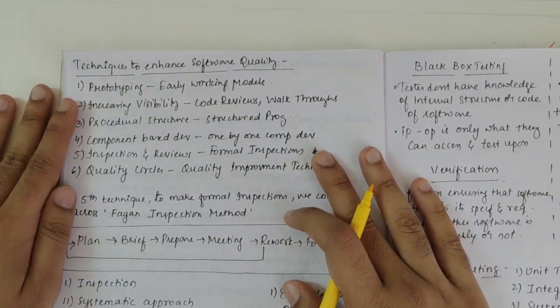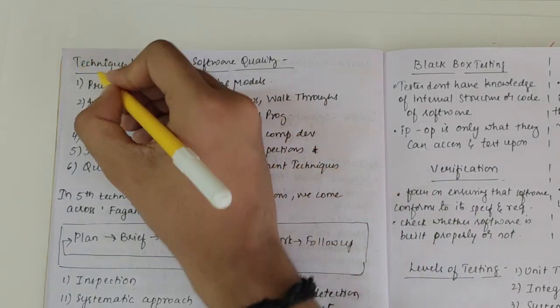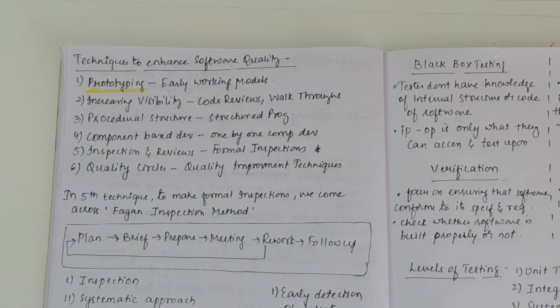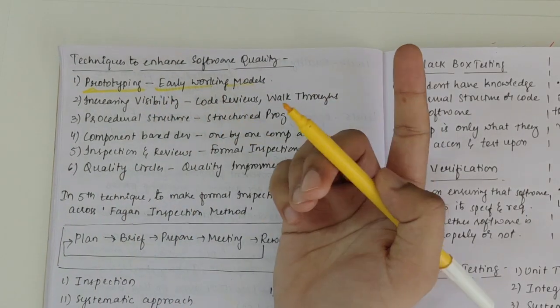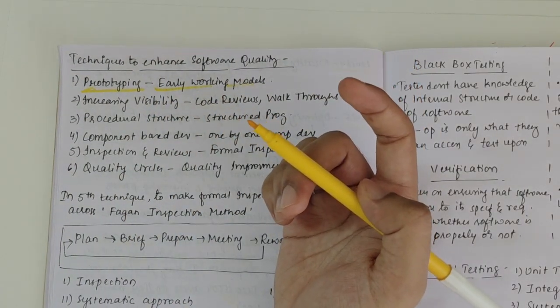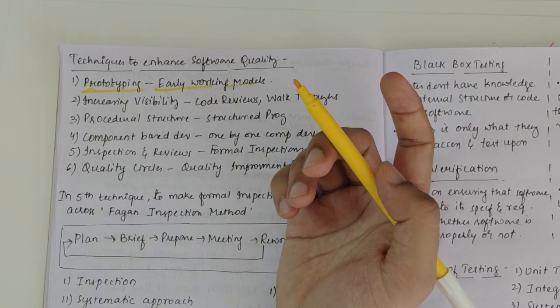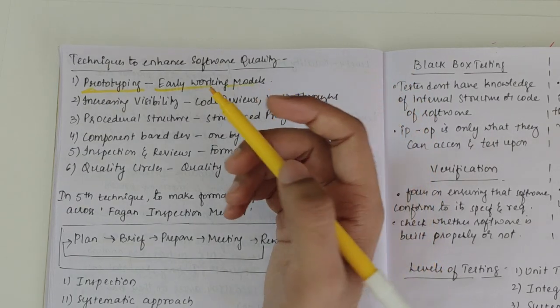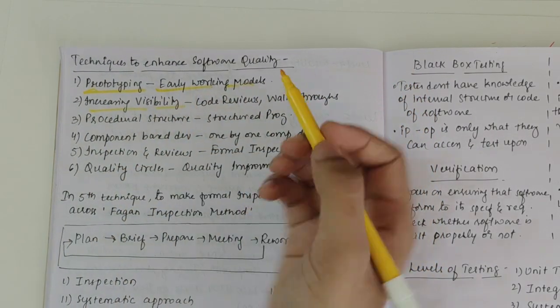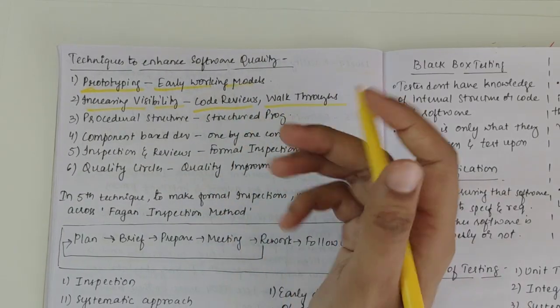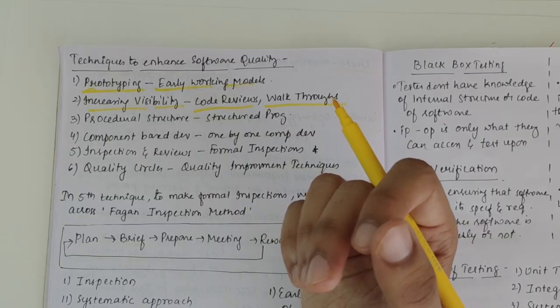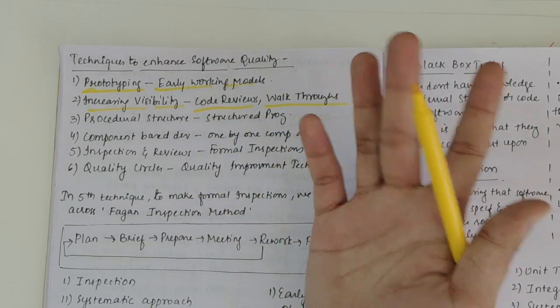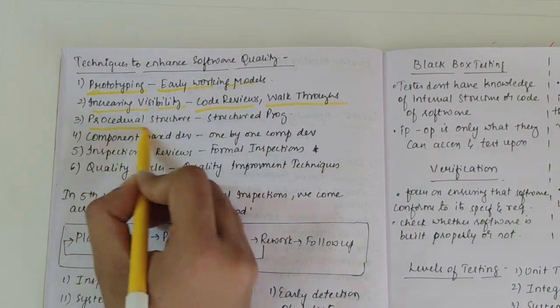We'll move further. We have techniques to enhance software quality. The first technique we have is prototyping, that is, early working models. By developing early working models, we can take feedback from the customer, and requirement changes can be made in the model. Next, we have increasing visibility. By having code reviews and walkthroughs and interaction with the stakeholders or teammates, it becomes easy to find and rectify any errors that occur. Then we have the procedural structure.